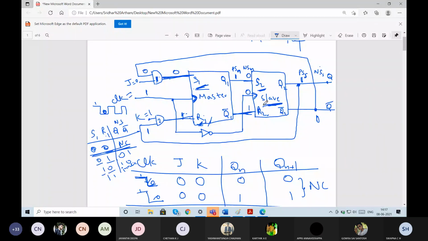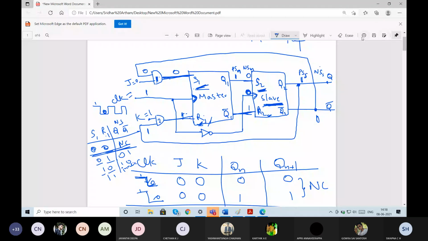Coming to the slave. What happens to the slave? The slave has got 0 as its clock input. Since the slave has got 0 as clock input, it will not check its S2 and R2 values. Ideally, if it checked S2 and R2 values, the output should go to 0, since S is 0 and R is 1. But since the slave has got 0 as a clock, it will not check its inputs, and it will continue to stay in the same state.